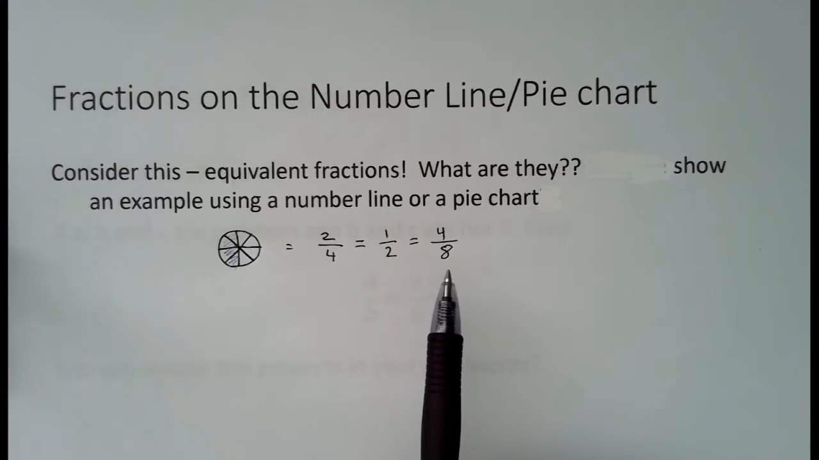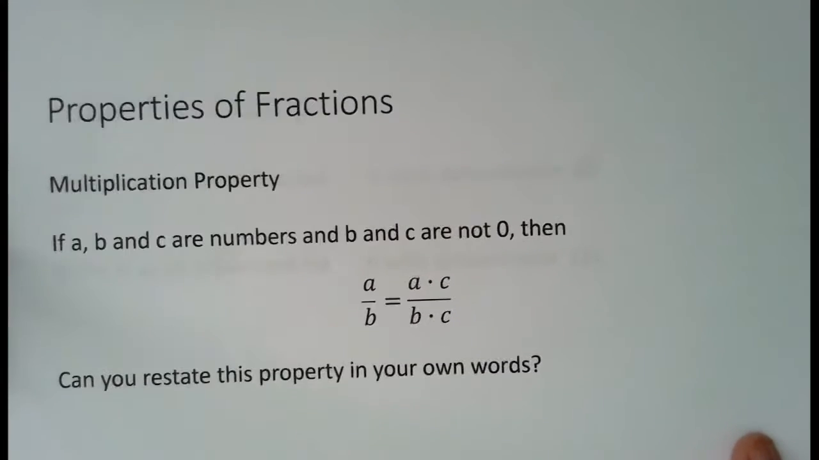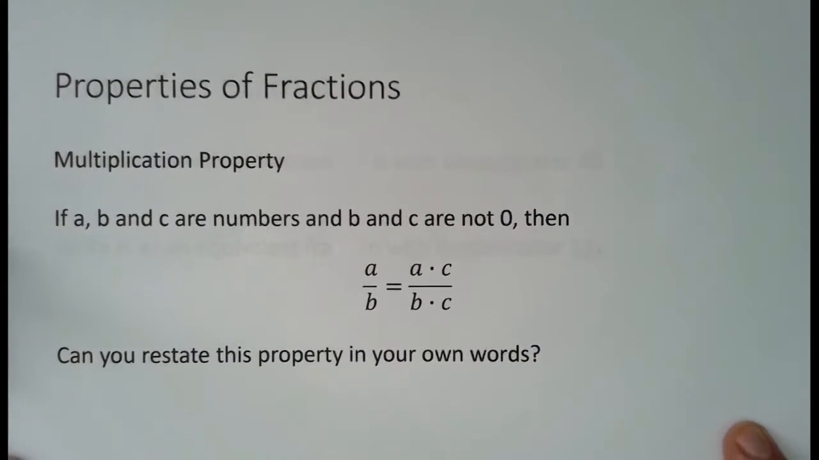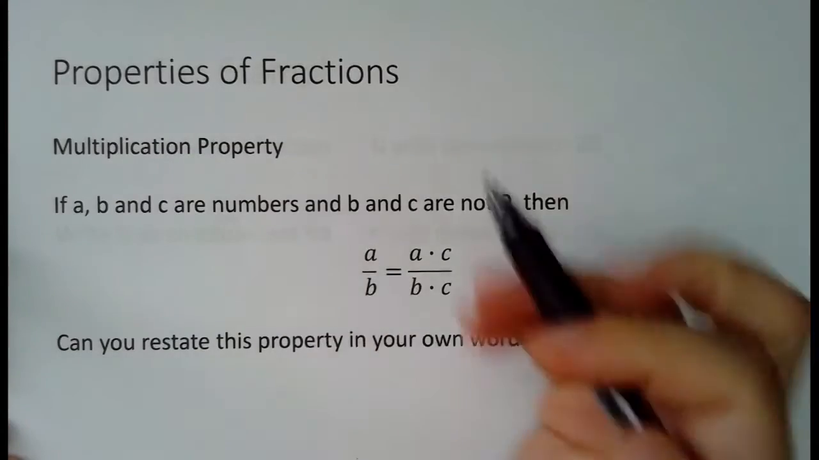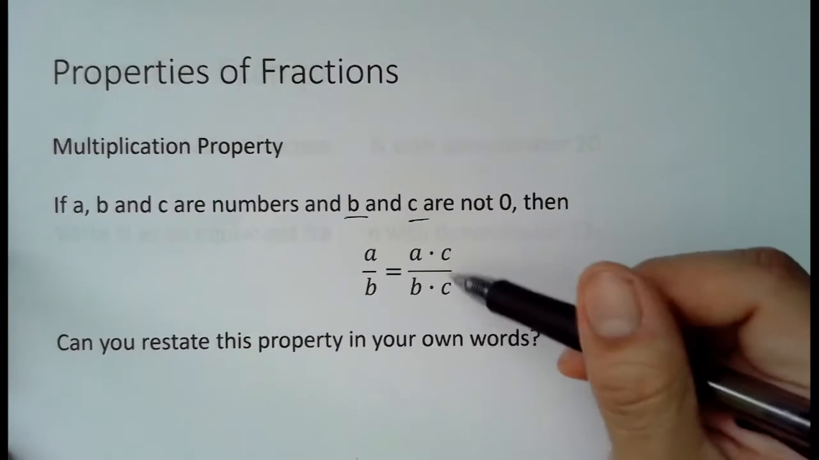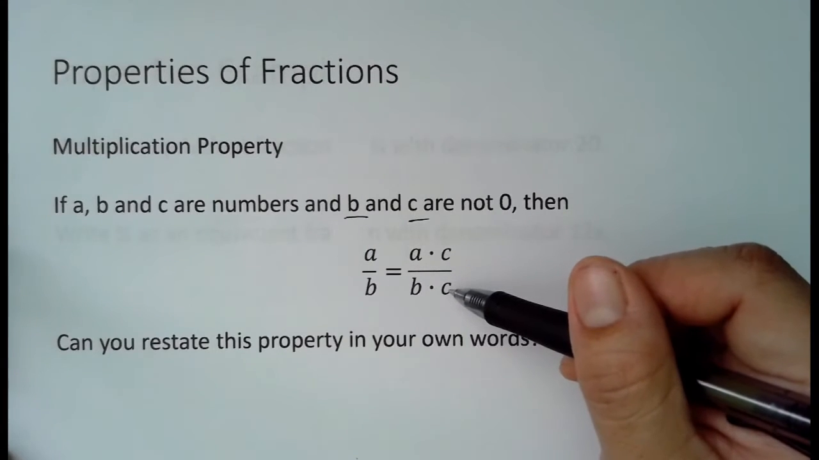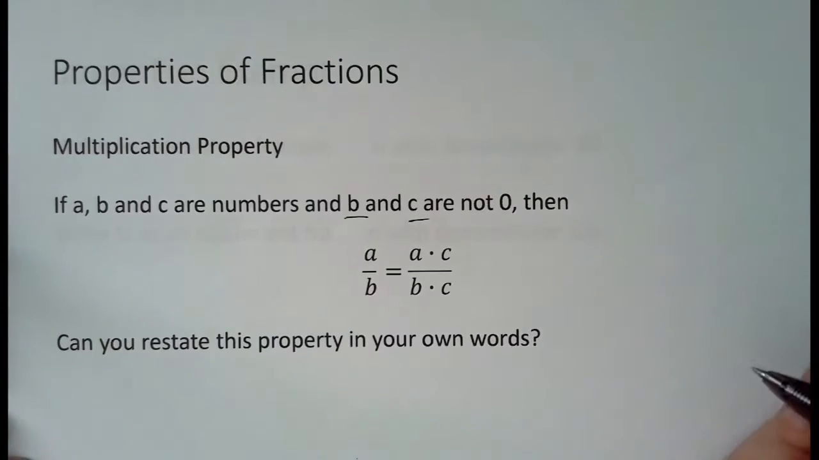However, this leads us to this property of fractions. One of them is the multiplication property. If you have a fraction and we have a, b, and c numbers such that a and b are non-zero, we can multiply the top of the fraction and the bottom of the fraction and get an equivalent fraction. It won't be exactly the same, but it will be equivalent.